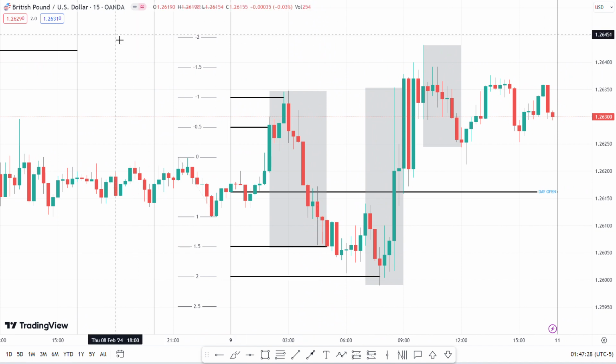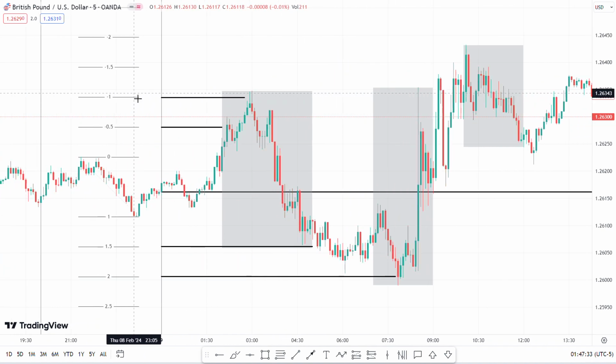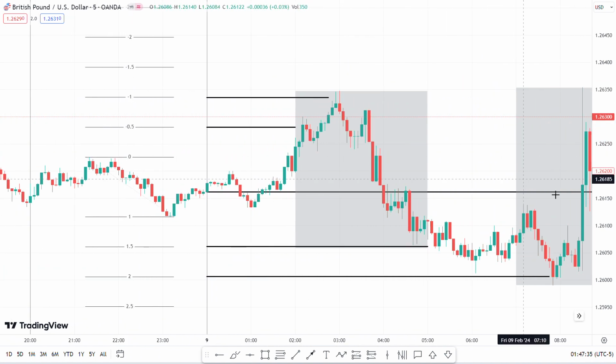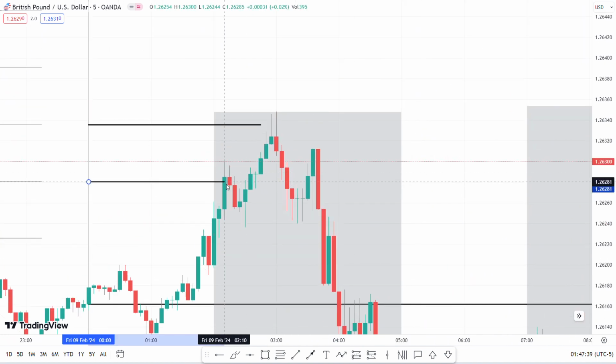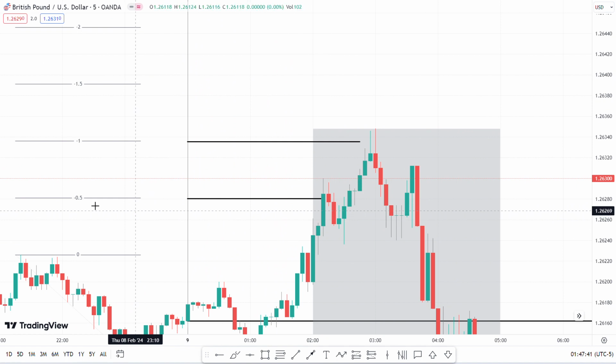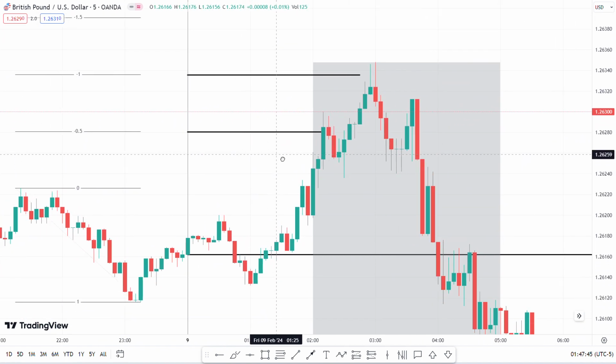Go into a 5-minute chart. Now we're looking for those points when they hit during the sessions. It hits a 0.5 during London session. We're expecting this to be a point of reversal for the high of the day.